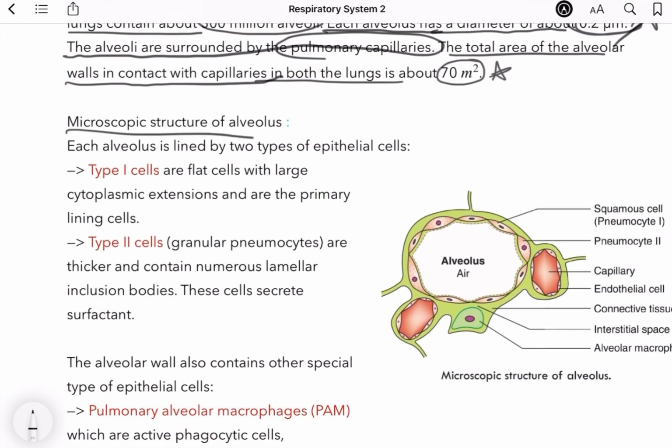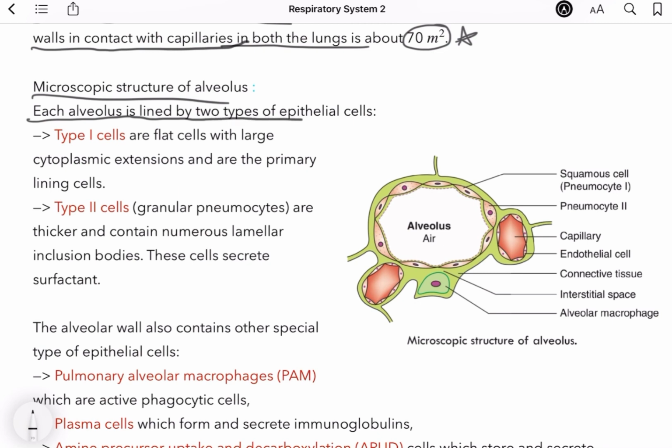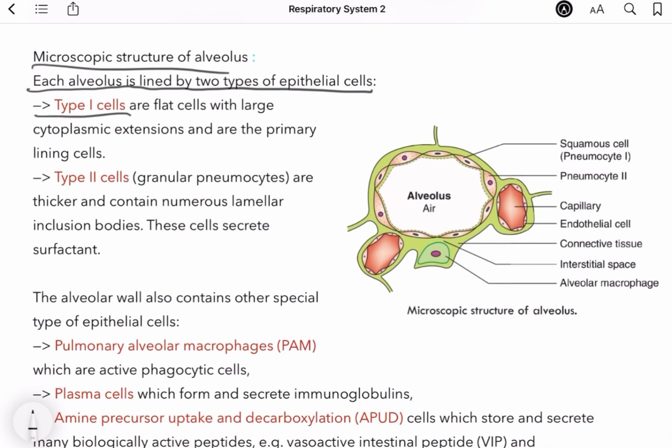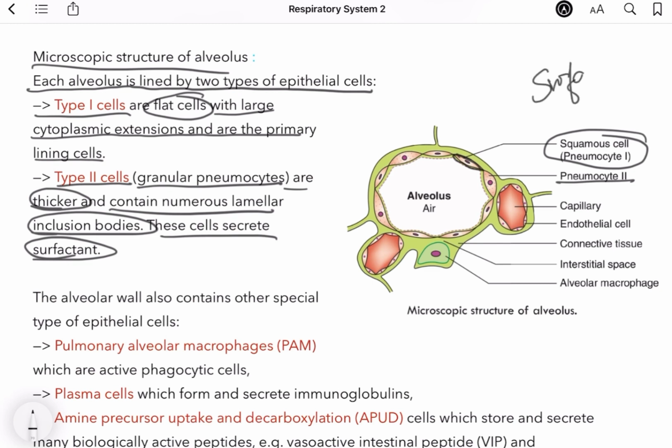Now we will describe the microscopic structure of the alveolus. Each alveolus is lined by 2 types of epithelial cells. First are type 1 cells, which are flat cells with large cytoplasmic extensions and are the primary lining cells. This is the squamous cell or pneumocyte 1. Type 2, that is granular pneumocyte, are thicker. Type 1 were thin, this is thicker, and contains numerous lamellar inclusion bodies. These secrete surfactant. So remember, type 2 cells, pneumocyte 2, secrete surfactant. Surfactant will come later in this unit.